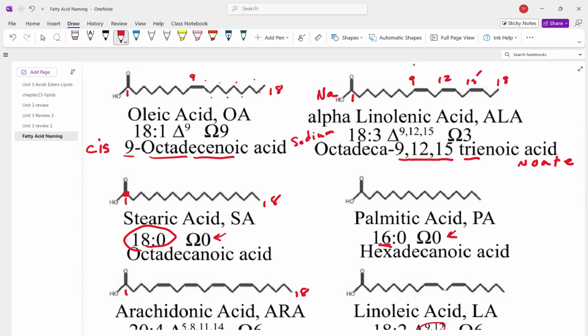Also note, this is the alpha form of the linolenic acid. There's another form of linolenic acid, which has 3 double bonds in it, but it's not an omega-3, it's an omega-6. So the 3 double bonds are in different places.